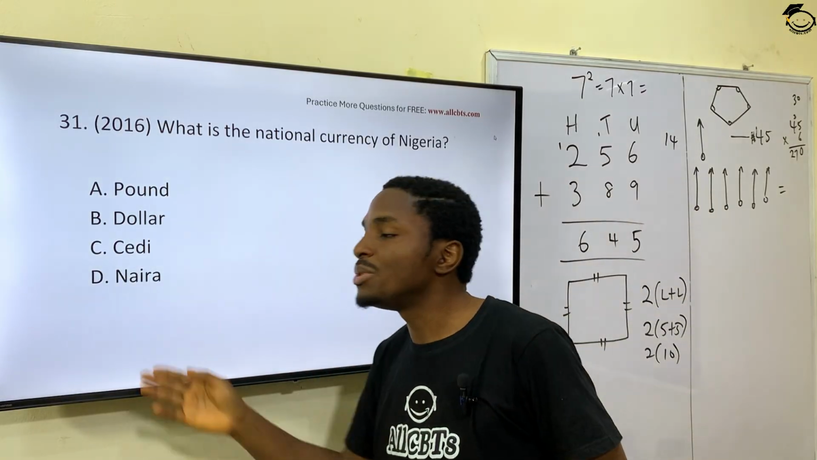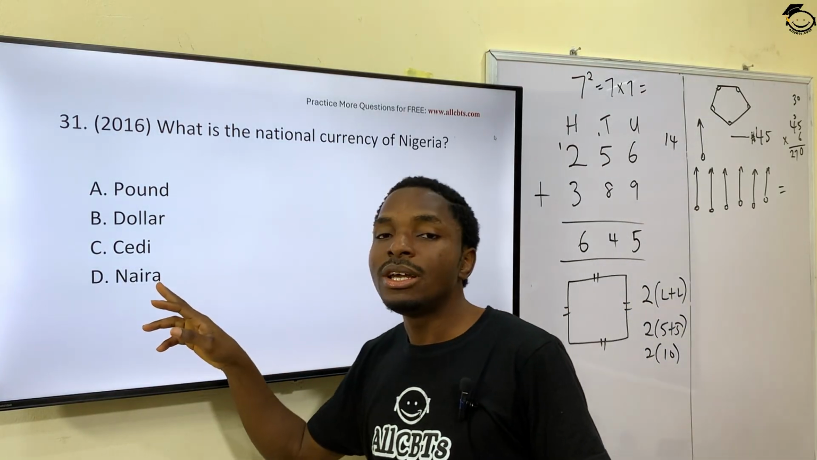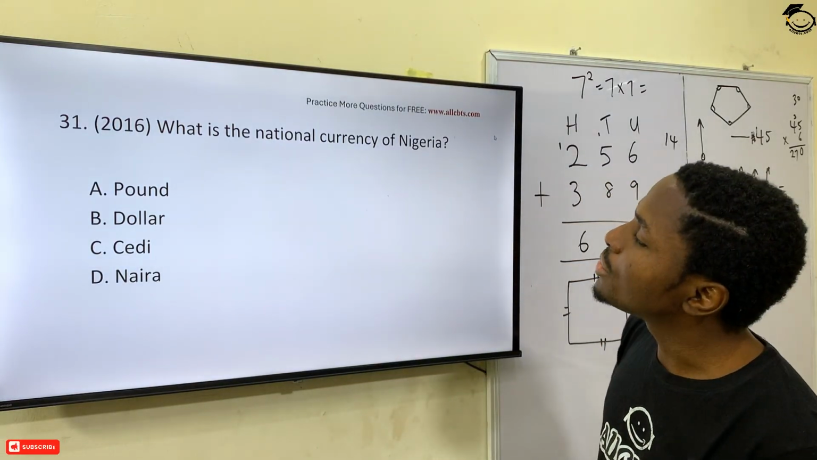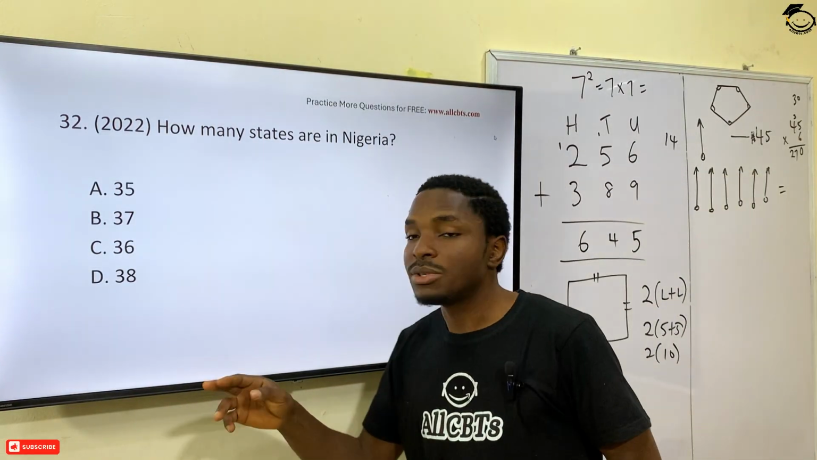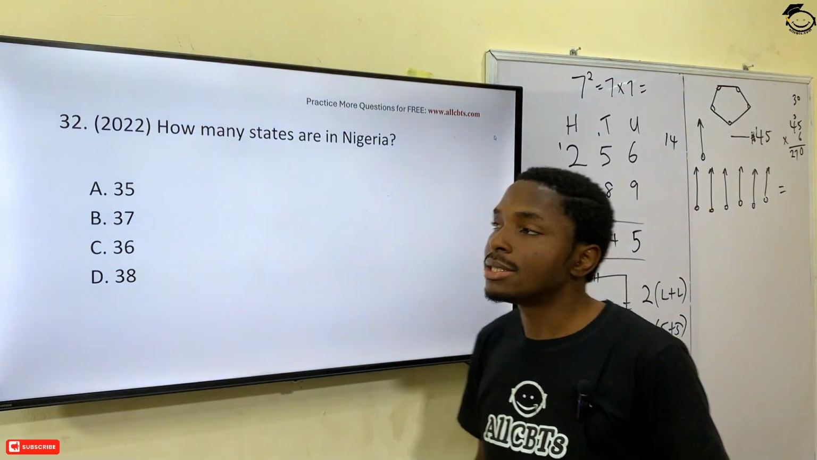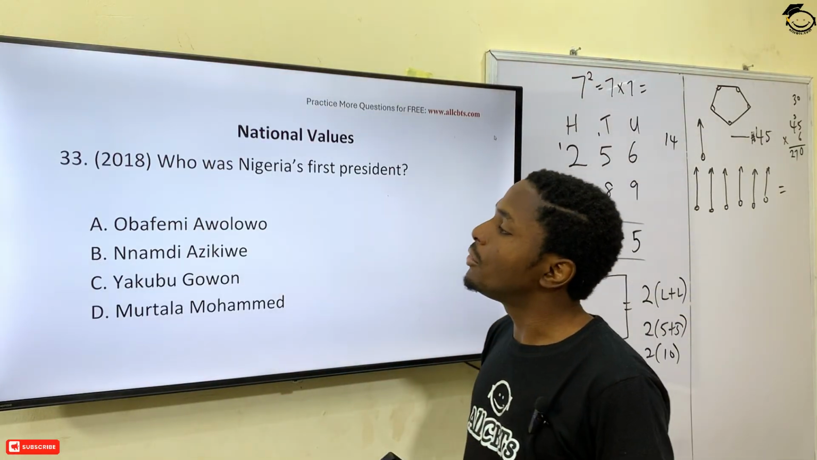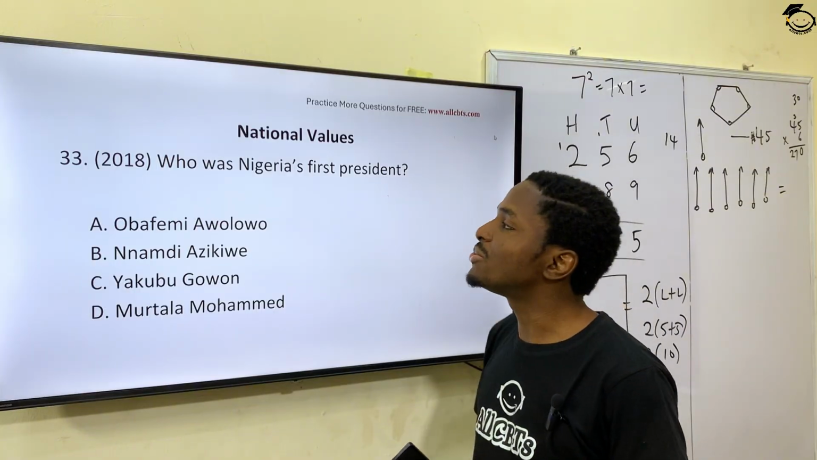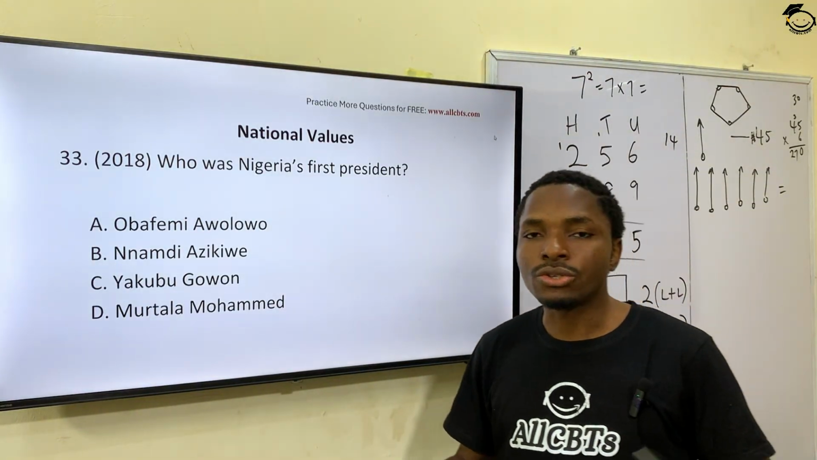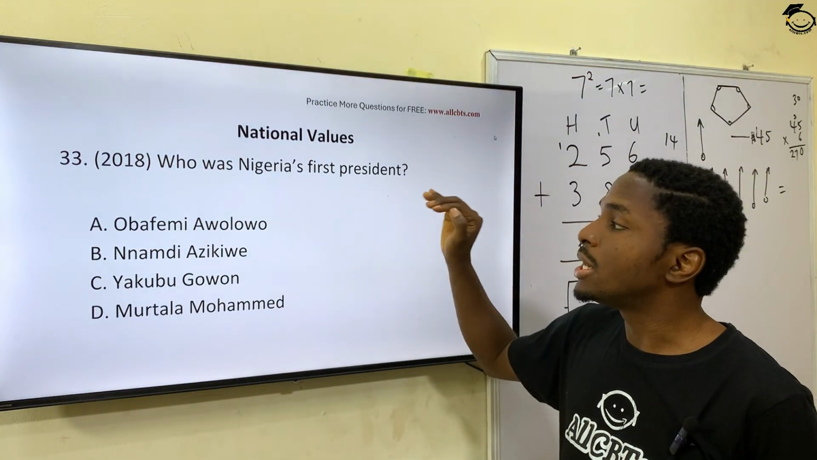Moving on, what is the national currency of Nigeria? Which of these currency do we use? That would be the Naira. 32. How many states are in Nigeria? We saw that before. 36. Next. Okay, so with that we come to the final section, which is national values education.